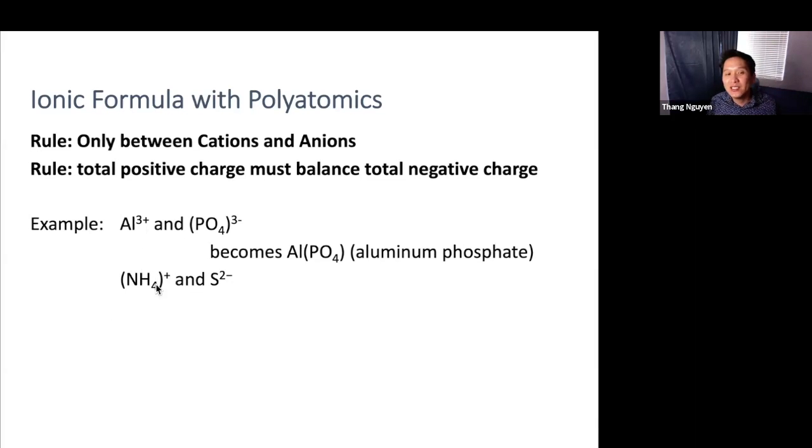Hopefully you said you need 2 of this guy. So 2 ammoniums for every 1 sulfide. And you would be correct. Since you need 2 of the ammonium, you just need to write the subscript of 2 after the parentheses of ammonium. And so this compound will be called ammonium sulfide.